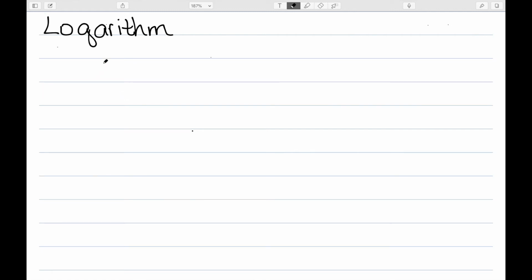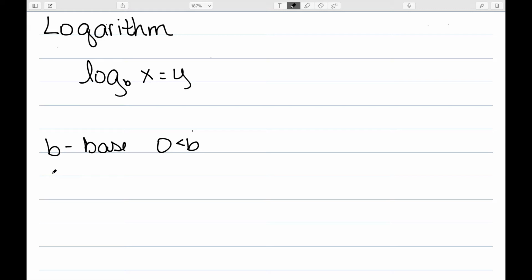In this video, I want to look at the idea of a logarithm. What we have for a logarithm is log base b of x equal to y. So b is known as the base, and it needs to be a positive number. So b needs to be bigger than 0.